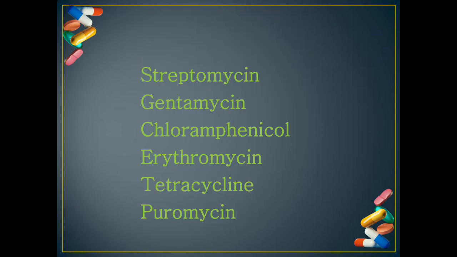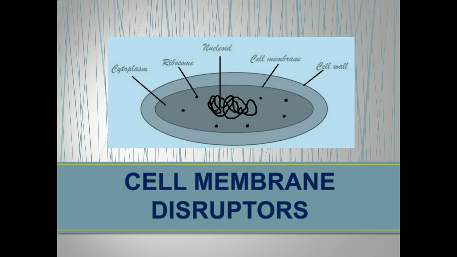These are a few of the examples. The next mode of action is cell membrane disruption. So we have a few antibiotics that can go in through the cell wall of the organism, reach the cell membrane and bind to it. Now when it binds to the cell membrane, its function and structure are lost.